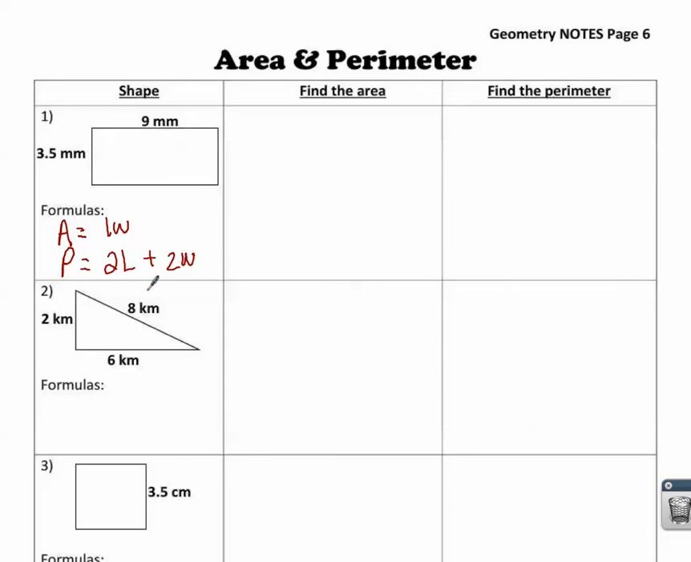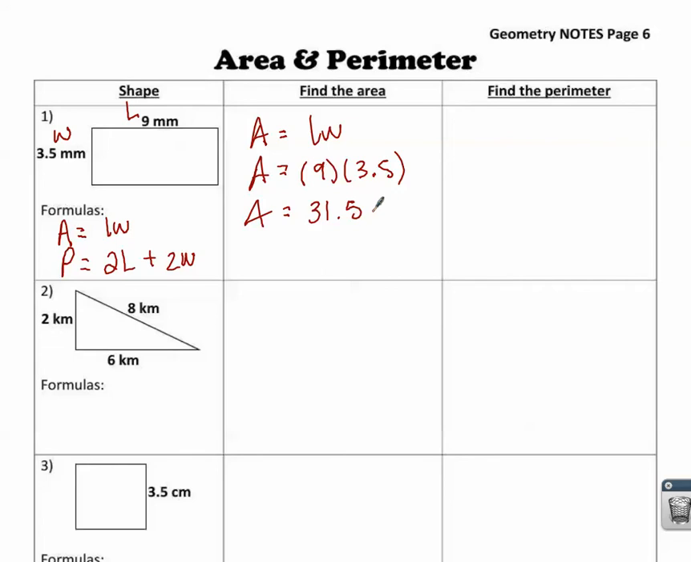Remember your order of operations here? You have to do your multiplication first prior to adding them together. So let's find the area of this shape. And it does help if you label your answer or label your sides. So for example, my length is my 9 millimeters, and my width is my 3.5. So when I go to write this down, you want to write your formula first, plug in your values, and now you can multiply.